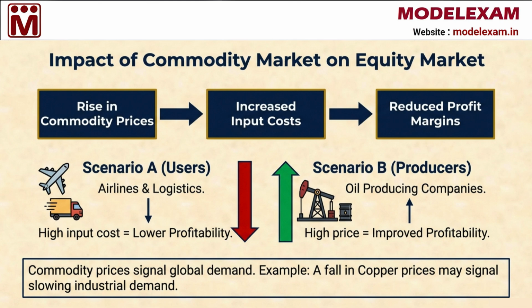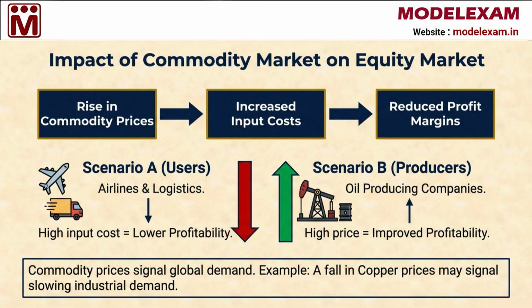It is crucial to understand the impact of commodity markets on the equity market. A rise in commodity prices leads to increased input costs for companies. This usually results in reduced profit margins. However, the impact depends on who you are. In scenario A, we have the users like airlines and logistics companies. For them, high input costs mean lower profitability, so their stock prices might fall.